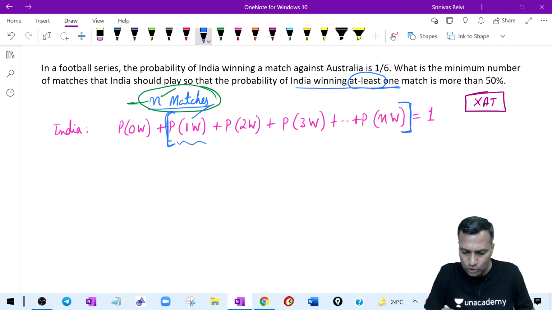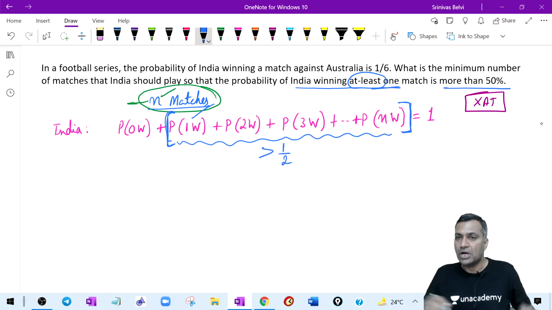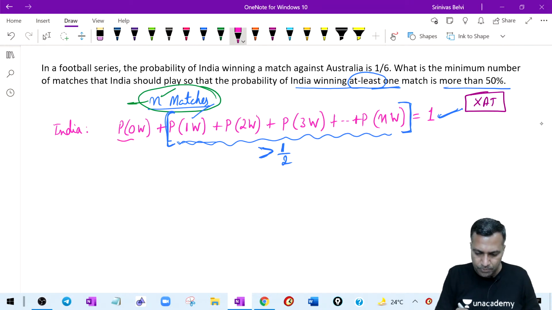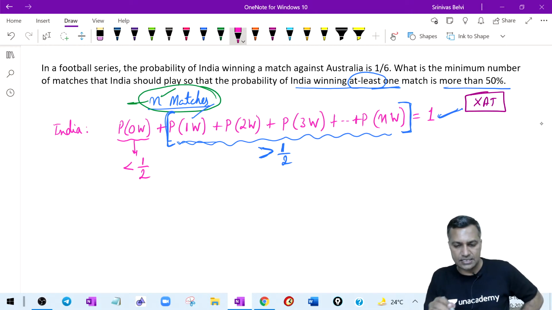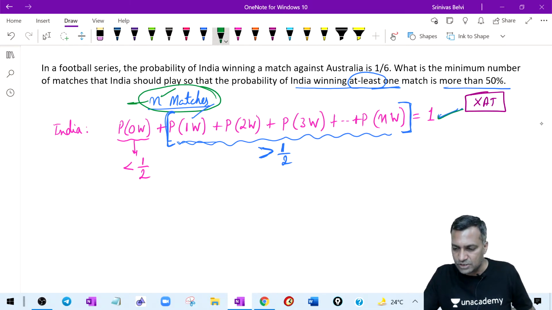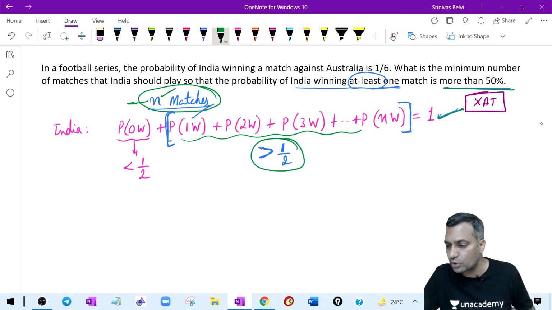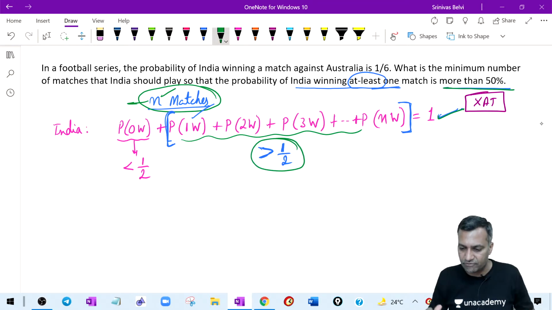He is saying that this part of the probability should be more than 50%. This should be greater than 1 by 2. Total is 1. Out of total 1, this underlined part should be greater than 1 by 2, which implies the remaining part should be less than 1 by 2. Author said it should be more than 50%, so I'm writing 50% as a fraction, greater than 1 by 2.